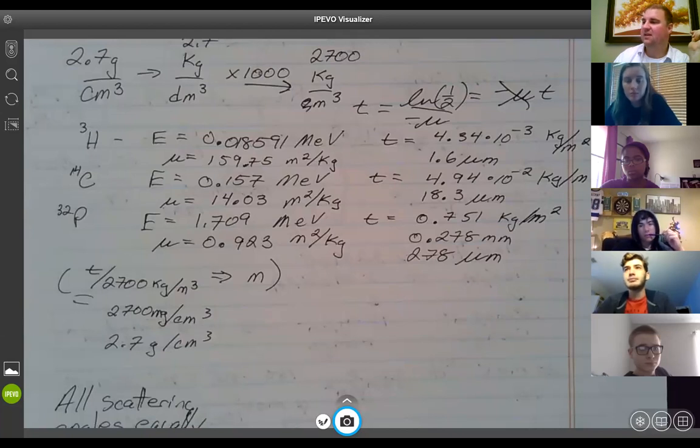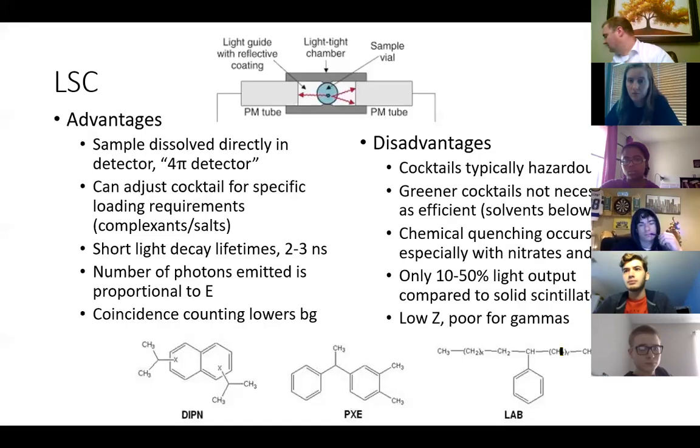So that means basically if it's in the vial and it decays, it's going to create light and get detected. Because you can put that sample vial into a chamber that can be mirrored so that any light that comes out of that sample vial reflects off the walls and back towards the photomultiplier tubes, you can collect all of that light that gets created within the sample. Or almost all. And so this is called a 4-pi detector.